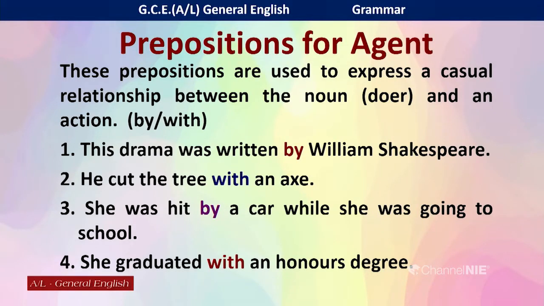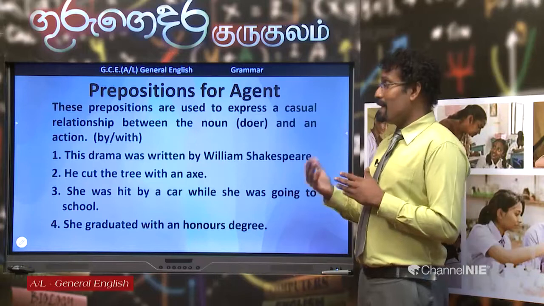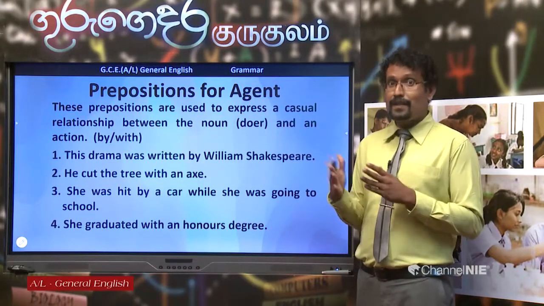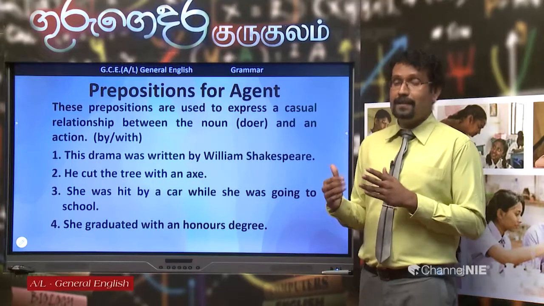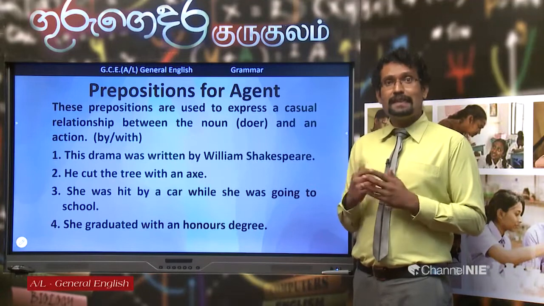These are called prepositions for agent because they express a causal relationship, a normal relationship between the doer or the noun and the action. That's why they are called prepositions for agent.